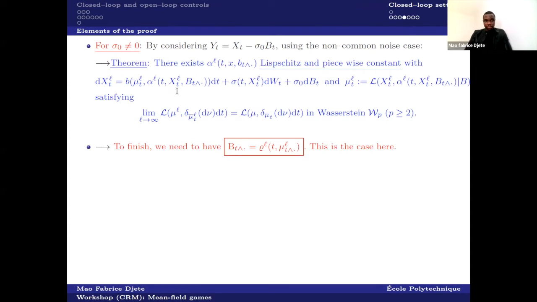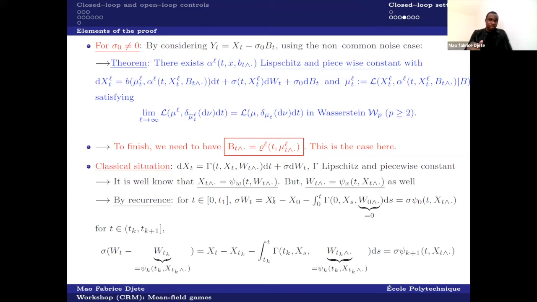We have T, we have X. We know that the map is Lipschitz. So now we just need to remove B in some sense. Finally, we are going to show that B is actually a map of the distribution you have. Why it is true is because there is a classical situation where you consider this kind of SDE, where gamma is Lipschitz and piecewise constant. It is well known that X is a map of W, but also W is a map of X.